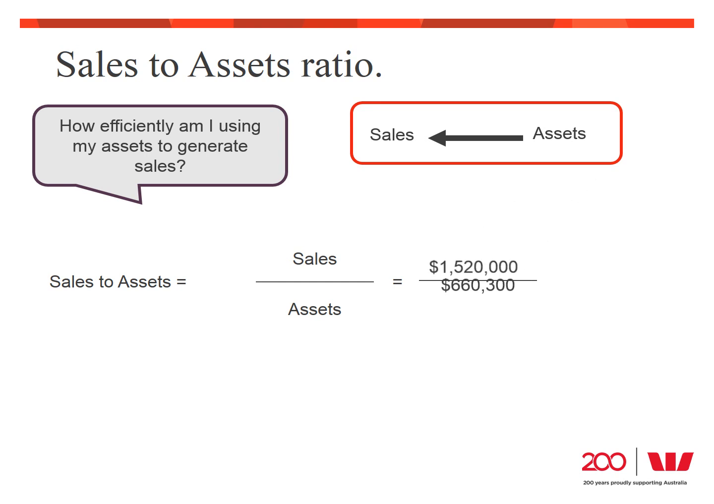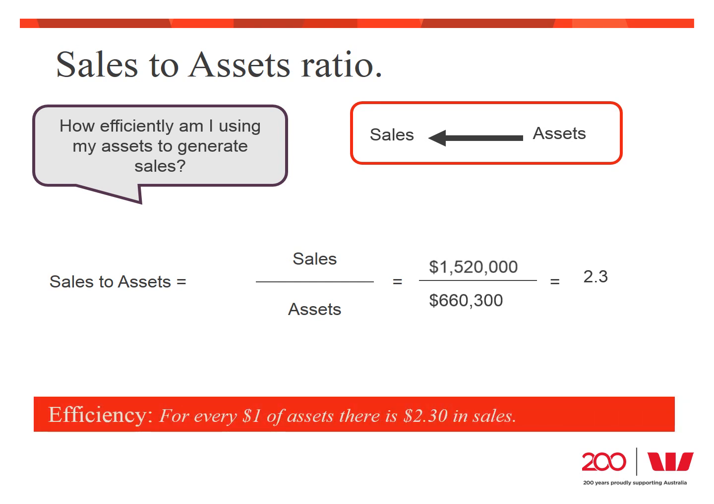Now in Anna's case, this is $1,520,000 worth of sales divided by $660,300 in assets, which calculates out to 2.3. Again, let's apply the sentence to help tell the story. So for every dollar of assets, there is $2.30 of sales. So is that result good, bad, or indifferent? Well, for this particular ratio, that will depend on the industry.